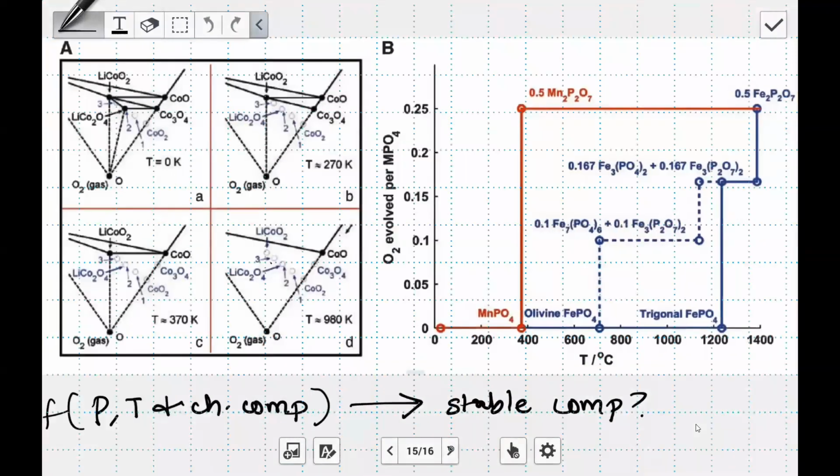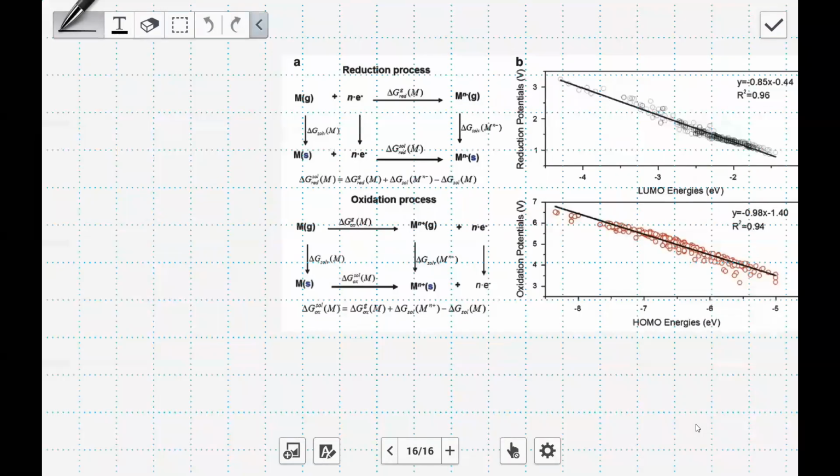All right, so the last topic I want to talk about. We talked a lot about cathodes because it's a very intricate system. Anodes are simpler. You use either graphite. The complexity of cathodes is way more than the complexity of anodes. So the last part is electrochemical stability of electrolytes.